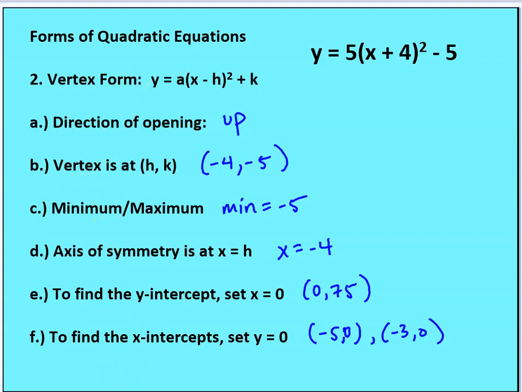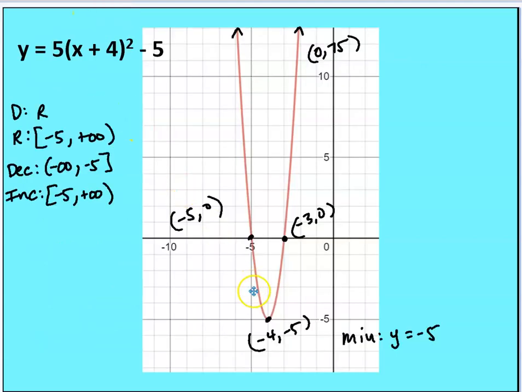All right, so I have all the data here. And then I'm going to use this information now to graph. My vertex -4, -5. The two x-intercepts -5, 0 and -3, 0. My y-intercept 0, 75. My minimum value is -5. My domain is all real numbers. Again, my range, I have a minimum value, so that minimum value is -5 to positive infinity. It's decreasing from -infinity to 5, and then increasing from -5 to infinity. And so when we talk about where it's increasing or decreasing, we're using the value of x.